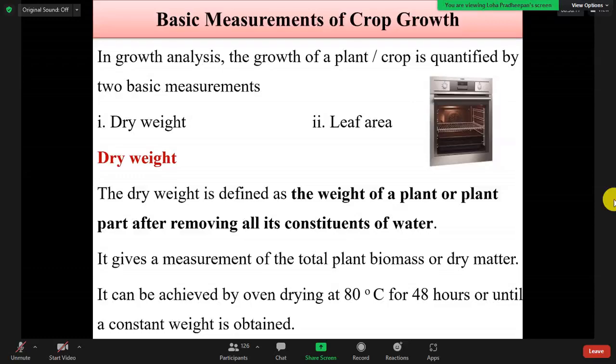Then how can we confirm the dry weight is constant? In which way can you confirm that the weight is constant? All the moisture available in the plant has been removed, how can you confirm? Any idea?